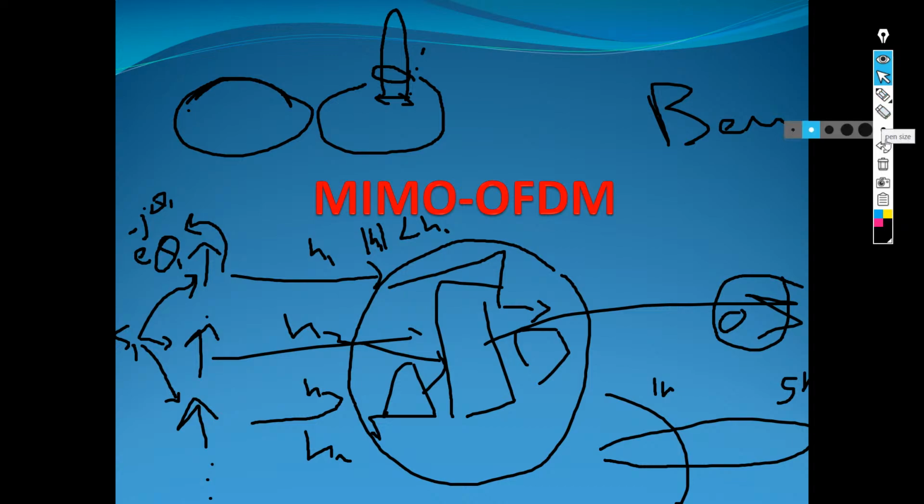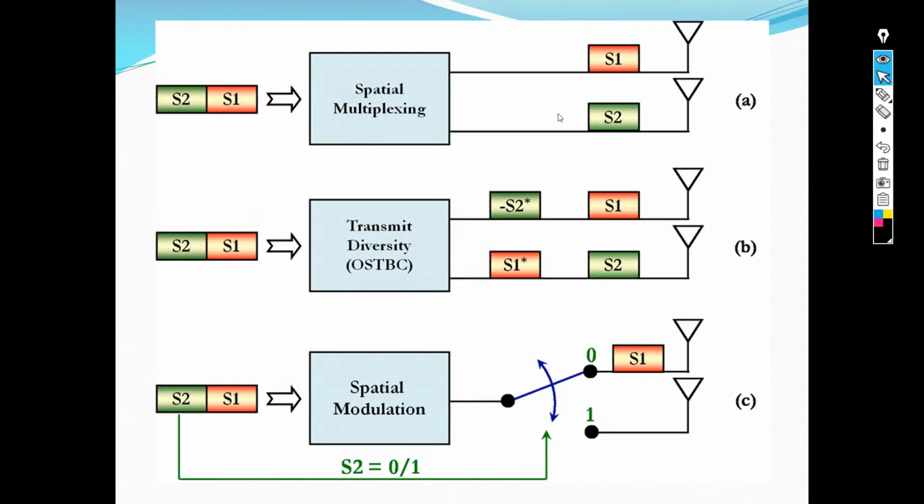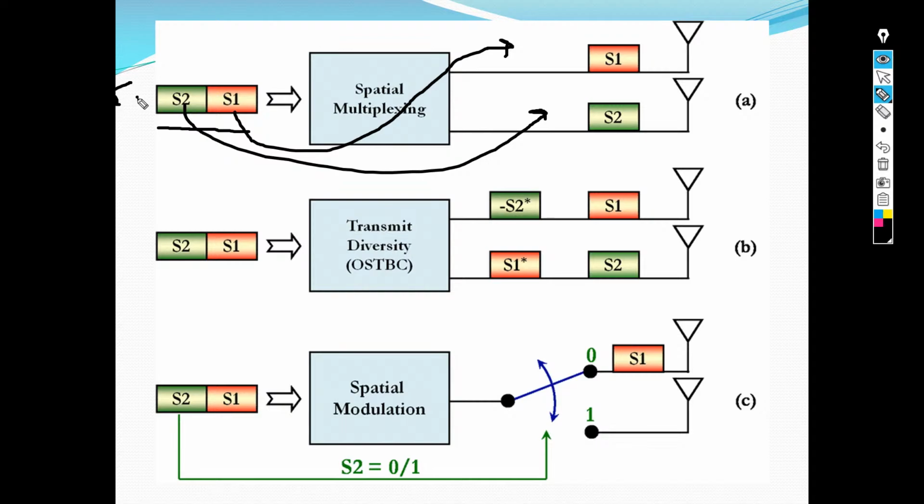Now let's move to the next type of MIMO. What's the next type of MIMO? Spatial multiplexing. What's spatial multiplexing? You have your stream of data, yes? You split them into multiple streams. You take S1 and put it on the first antenna. You take S2 and put it on the second antenna. You take S3 and put it on the third antenna, if there is a third antenna, and so forth. What's the good thing about this?